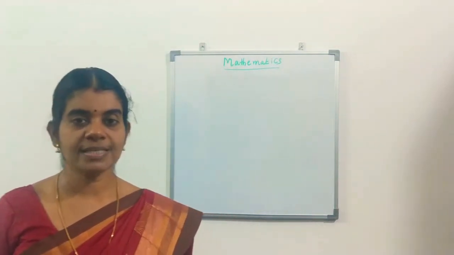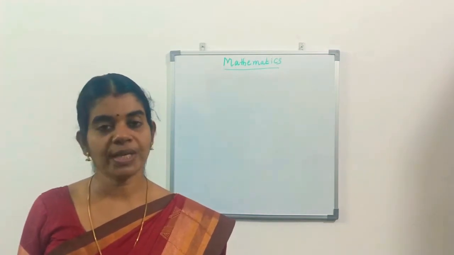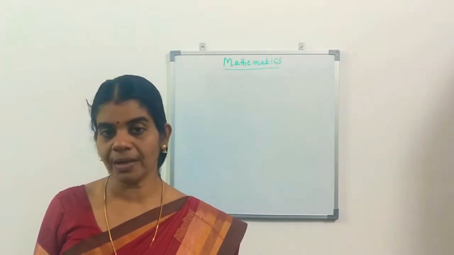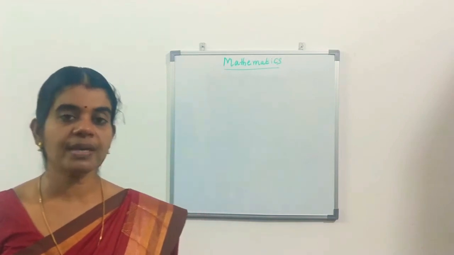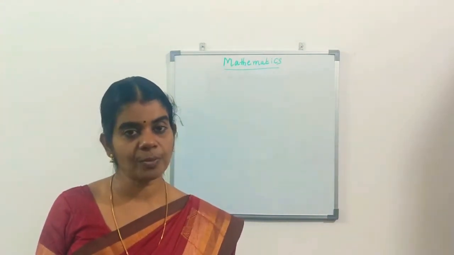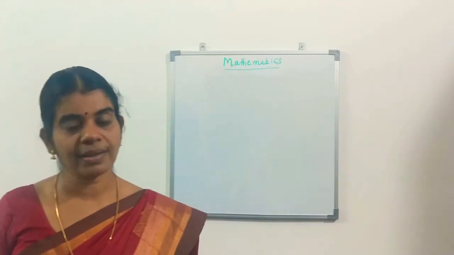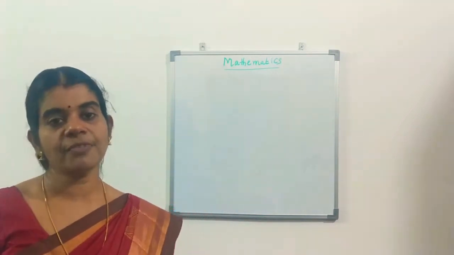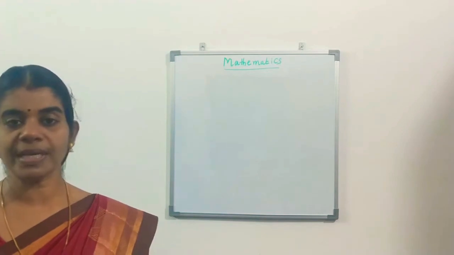In the previous class we discussed how we can factorize a quadratic polynomial. Now we are discussing how we can factorize a cubic polynomial. You already know that a quadratic polynomial means you will get two factors. A cubic polynomial means three factors will be there. Let's look at how we can do that.